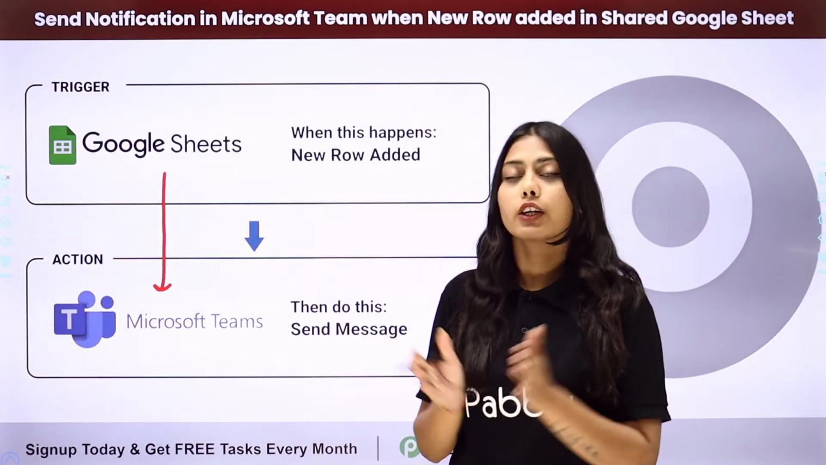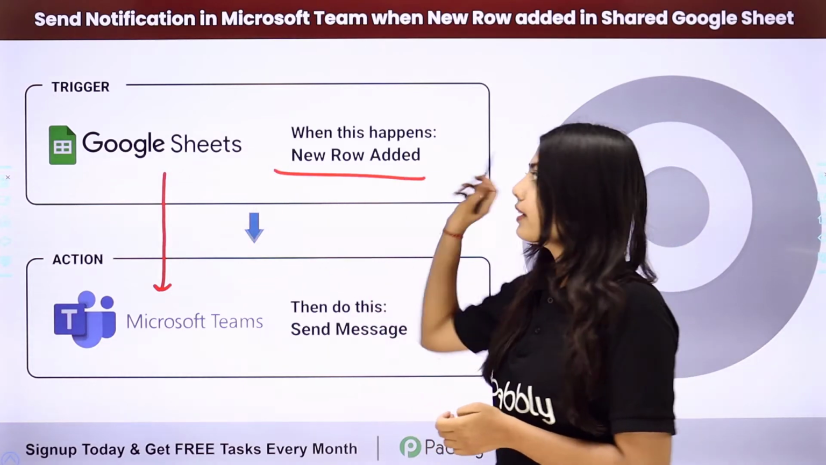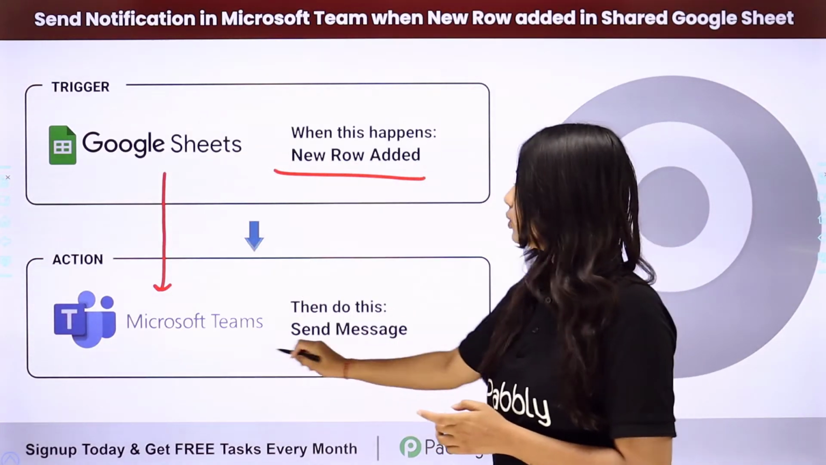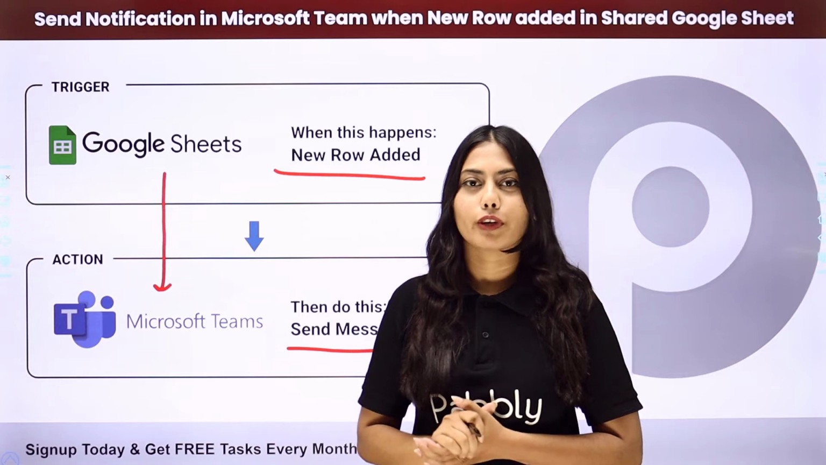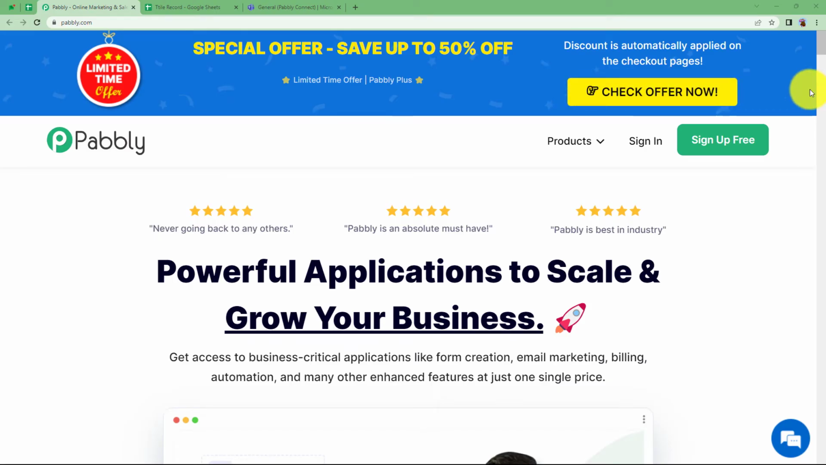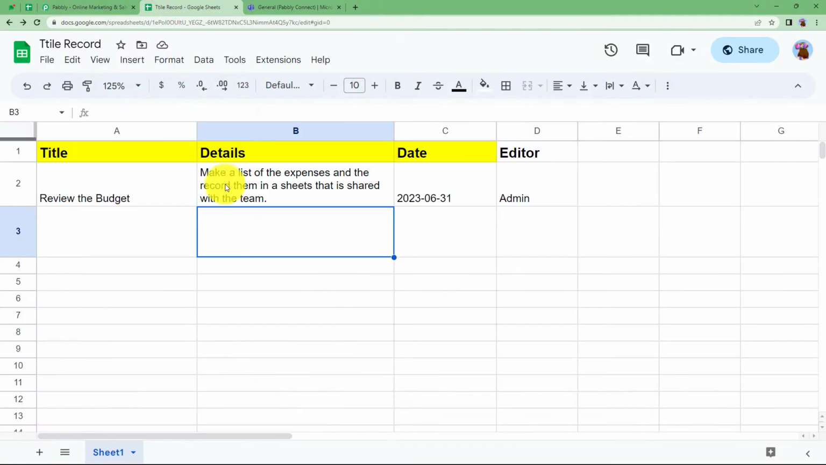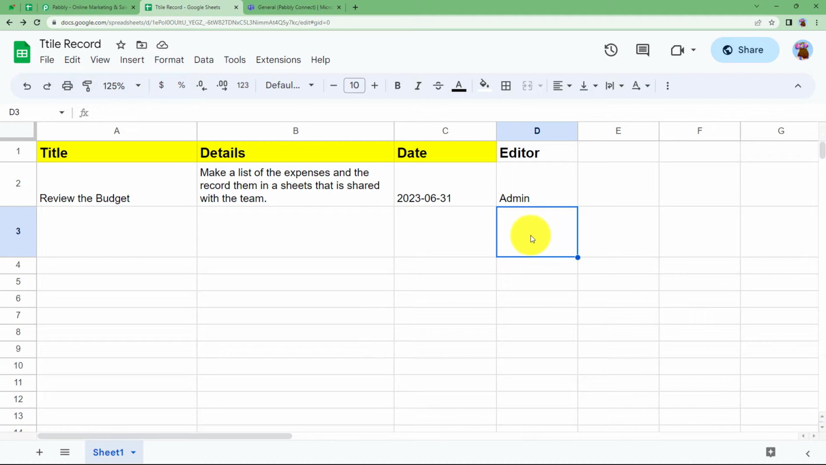For this we are going to create an automation with the help of Pabbly Connect, where our trigger will be new row added in Google Sheet and our action will be to send message in channel in Microsoft Teams. Let us learn how to do that. So let us learn how you can send notifications in your Microsoft Teams channel whenever a new row is added in your shared Google Sheet.